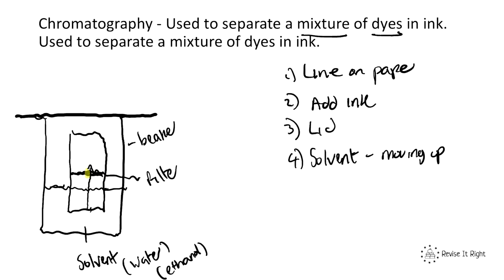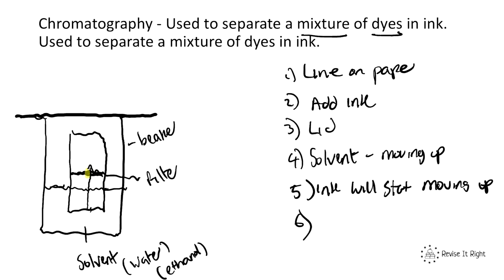Okay, then next what's going to happen is that each of the colours that you find within the dye are also going to start moving up with it. Okay, so the ink will start moving up as well. So the ink will start moving up with the solvent. Now this is the important bit, that each different dye within the ink will move up the paper at a different rate and will therefore separate out.